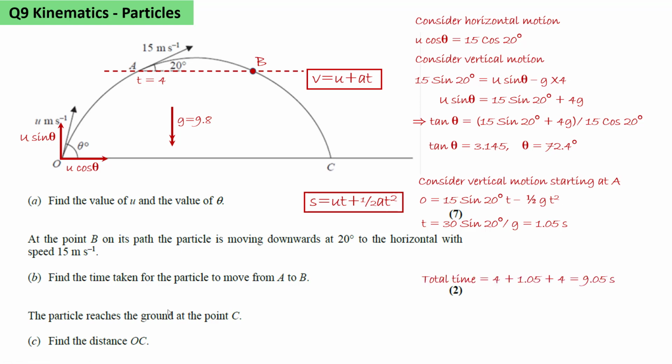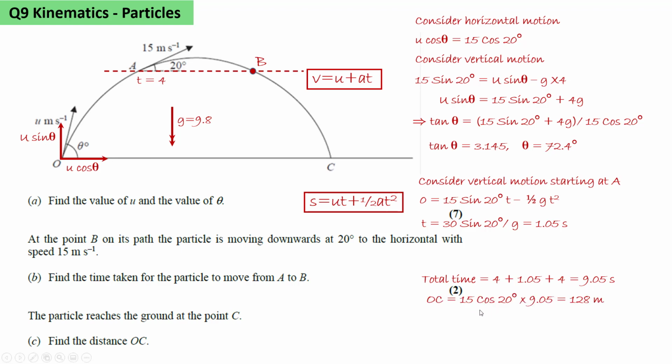The particle reaches the ground at the point C. We're asked to find the distance OC. So we can calculate the total time of travel. For the first part to A, it's 4 seconds, we're told that. Then, by symmetry, the last part from B to C will also be 4 seconds. So if we add in the time to go from A to B, we get a total time to travel from O to C of 9.05 seconds.